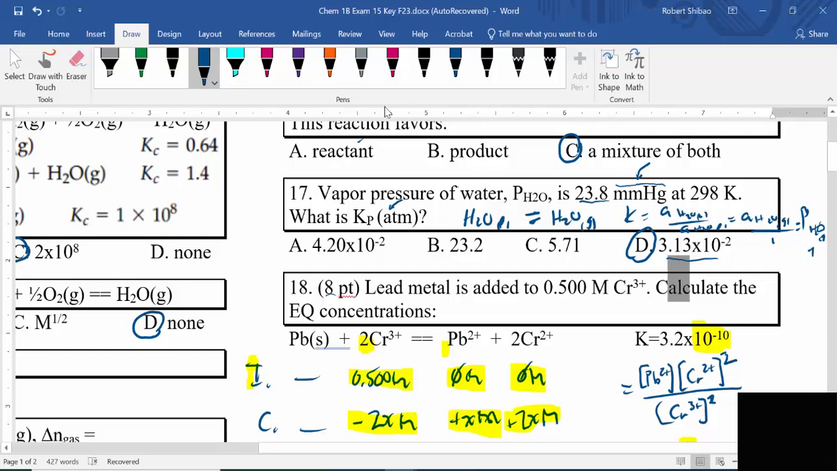And then the chromium-3 attacks it, and so we start off with 0.500 molar here. And then here we have 0 molar and 0 molar. And so the first thing I think of when I set this up is the initial conditions.